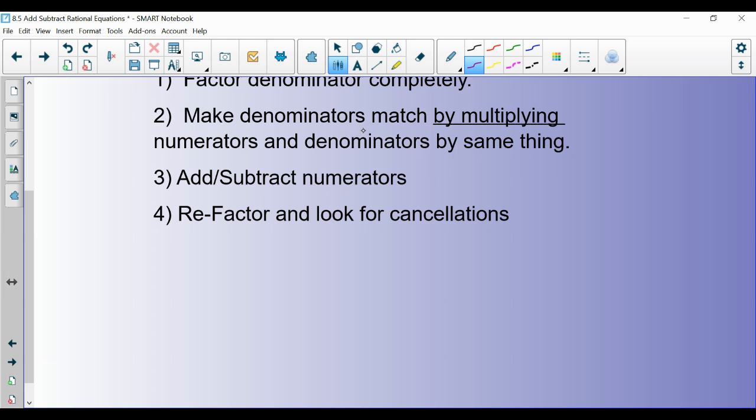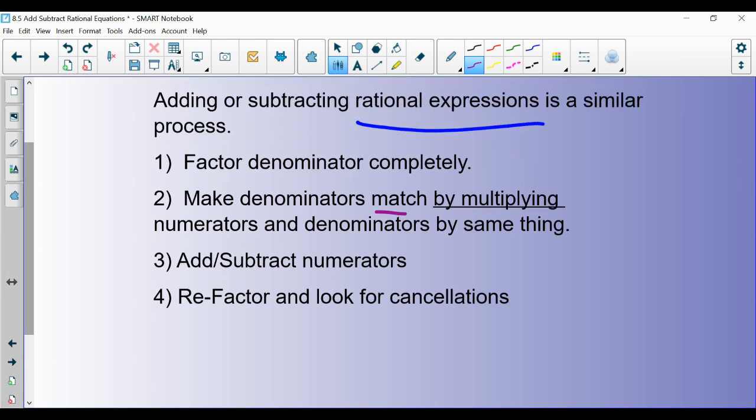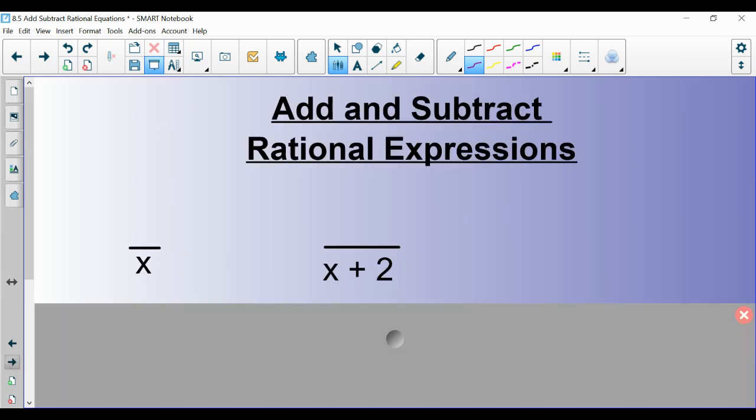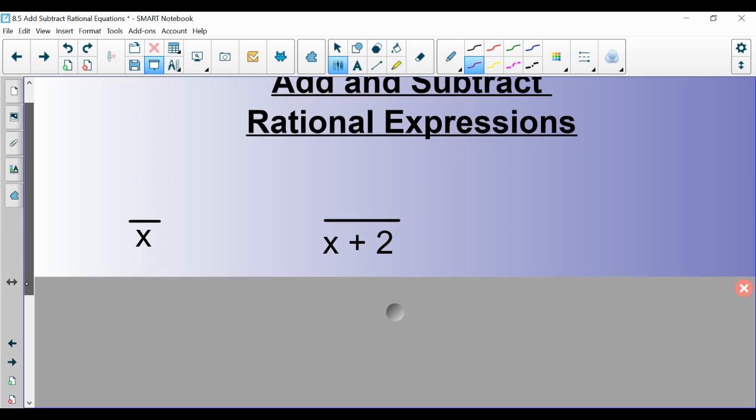Once the denominators match from this step, we're going to add or subtract the numerators. Remember, you're going to keep the denominator the exact same and just add the numerators, and then look to refactor. And if you can factor, look to see if there are any cancellations, any simplifications that can happen. So let's look at some prep work for this. I don't care about what the numerators say right now. Let's say my two denominators that I wanted to add were x and x plus 2.